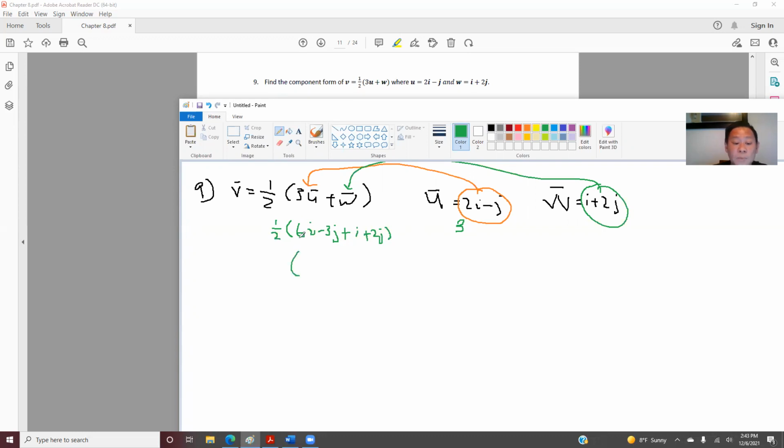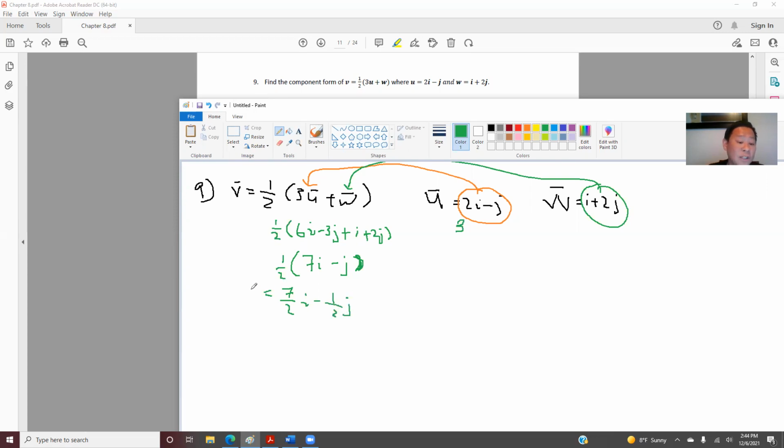So let's combine like terms here. You get 7i minus j. 6 plus 1 is 7, and -3 plus 2 is -1. And then you multiply by 1/2. So you get 7/2 i minus 1/2 j.